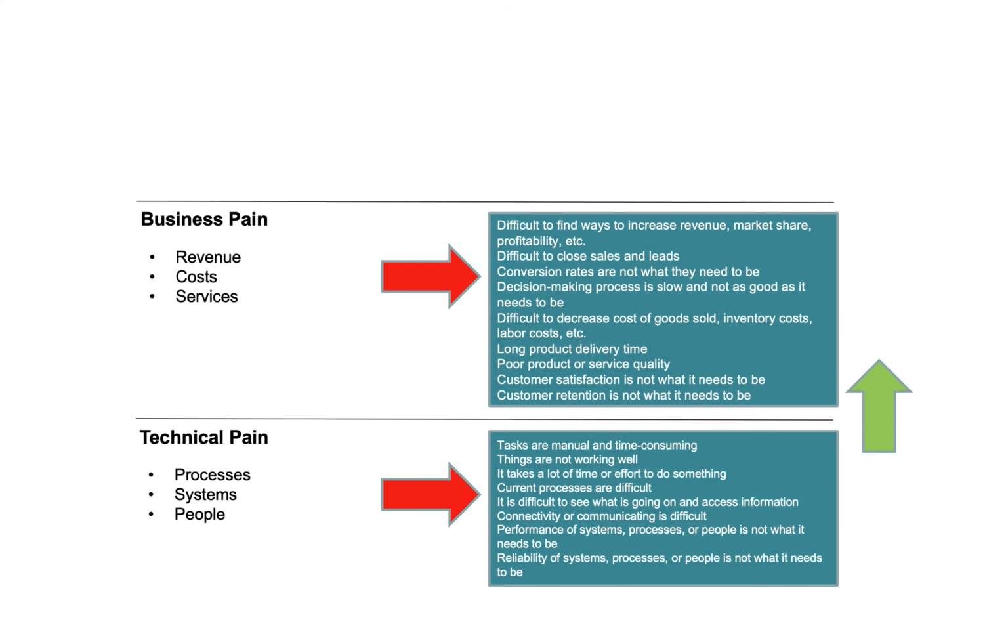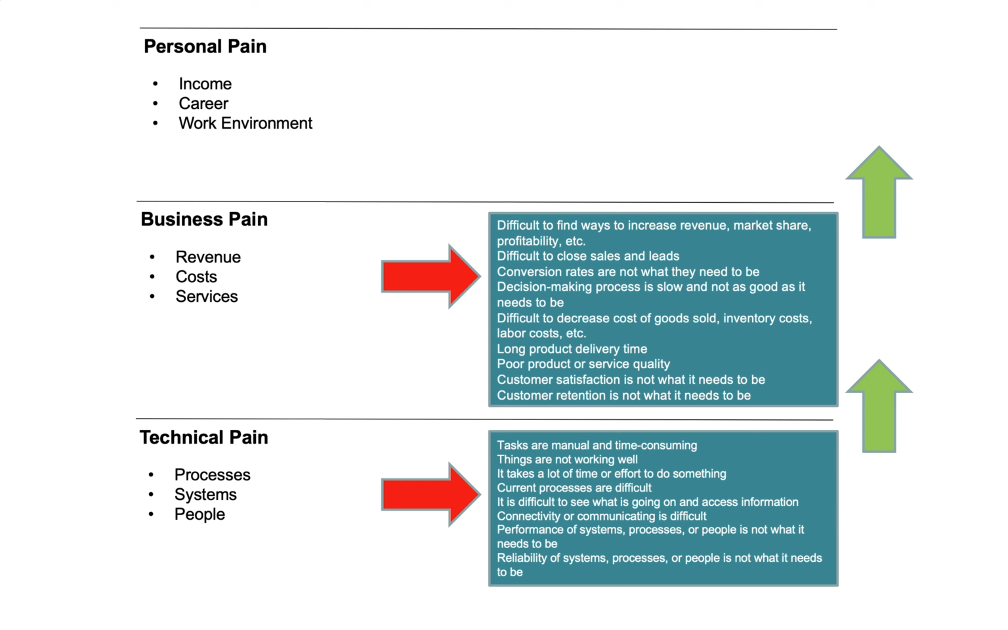And so basically, if something's manual or time consuming, that's going to cost more money in terms of labor or downtime or whatever. And so you can have difficulty finding ways to increase revenue, costs are high, conversion rates are low, decision making is difficult. And when your prospect has either technical pain or business pain, that can cause them personal pain.